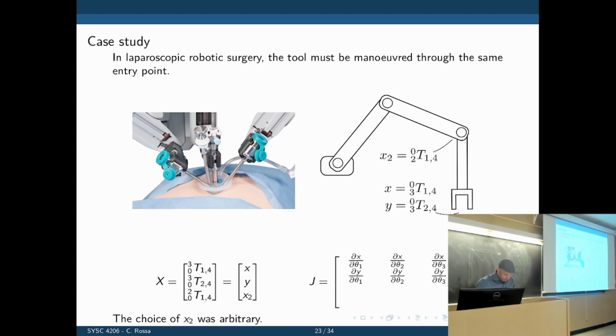Derivative of x2 with respect to angle 1, angle 2. Exactly. Now this x2 is completely arbitrary, as I said. It could have been y2, it could have been any other point along the robot arm, so long as you can get the expression for it.